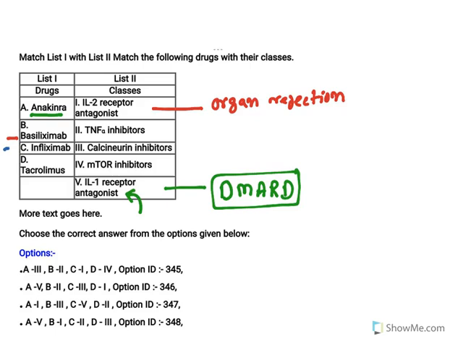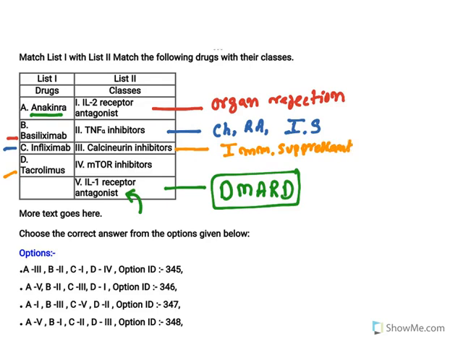Now infliximab, see, infliximab is a tumor necrosis factor alpha inhibitor. This is also used to treat many autoimmune diseases like Crohn's disease, rheumatoid arthritis, and to cause immunosuppression. Now the next one, tacrolimus, is a calcineurin inhibitor. Again it is a potent immunosuppressant. So all these drugs are immunosuppressants, but the mechanism of action differs.